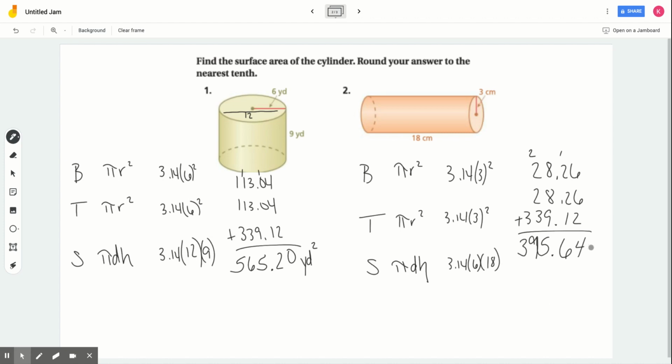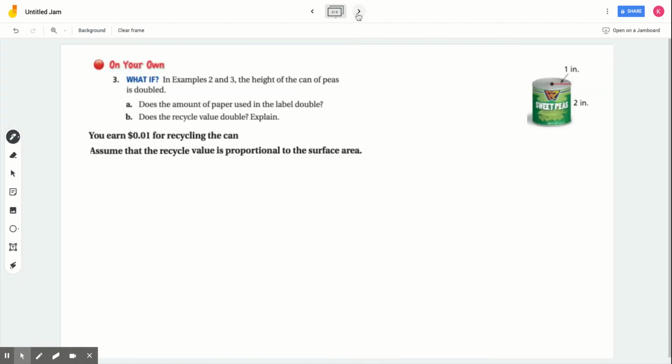So we have 395.64 centimeters squared. Now, if we look at the directions, it says to round our answer to the nearest tenth. So this is the tenths spot. We use this 4 to tell us, does this 6 stay the same or does it increase? The 4 tells the 6 to stay the same. So our final answer here should be 395.6 centimeters squared.